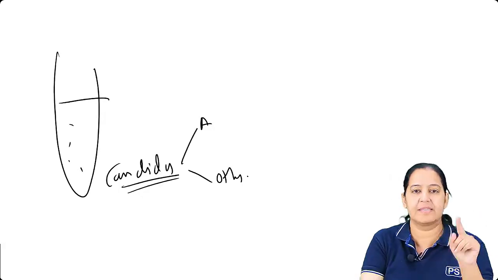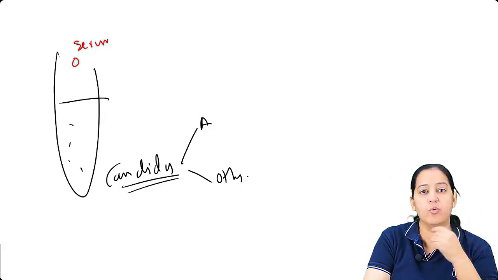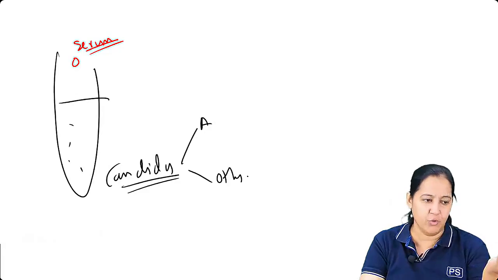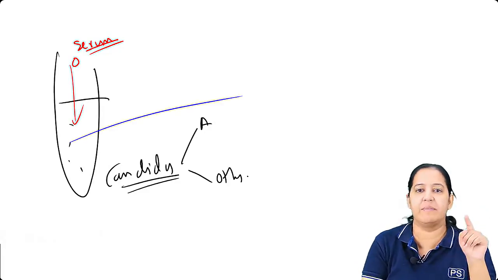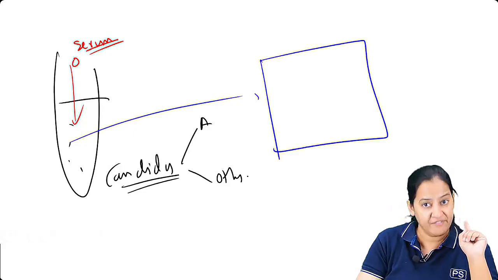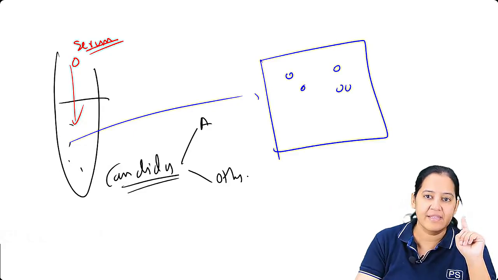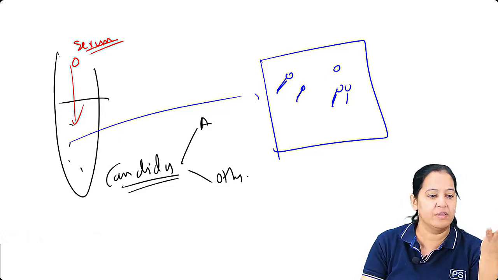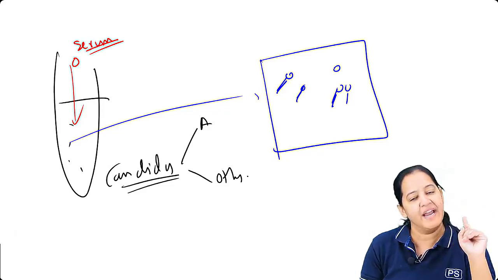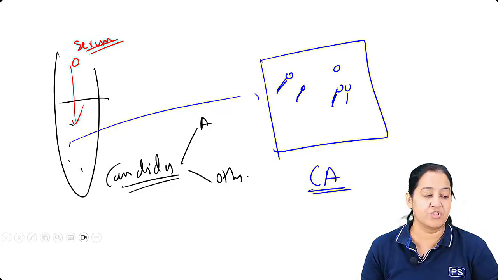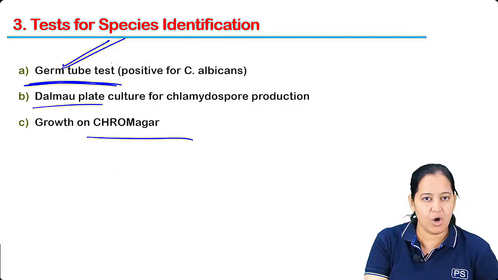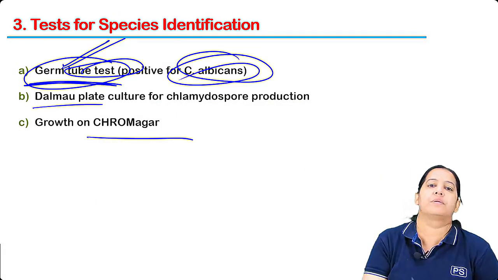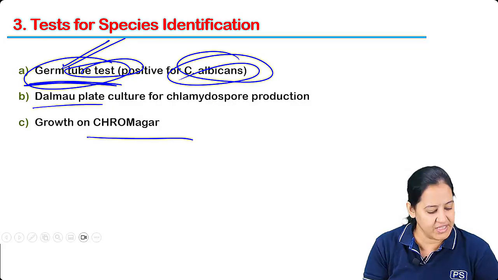So I will mix the serum, sheep serum or human serum, and incubate for 2 hours. After 2 hours, I will make a smear. In the smear, if Candida albicans is there, I can see many of them with the tube erupted out. This is known as the germ tube experiment. It is present only in albicans, not others. The germ tube experiment is also known as Reynolds-Brown. A big question comes from this. So this is how we differentiate albicans from others.